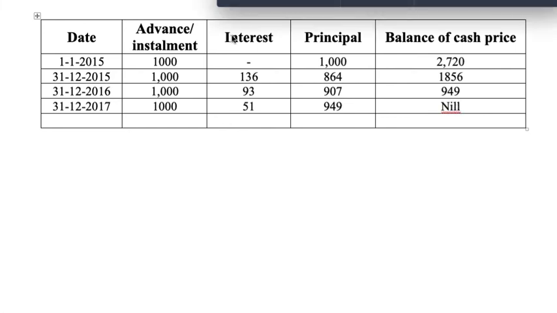Fine. Now if we calculate the total here, the total interest amount is 280. And the principal amount, if you add it up, is 3720. So the total amount he is paying here is 4000. That means he is paying 280 rupees as interest, an extra amount he is paying on the asset which he has purchased.